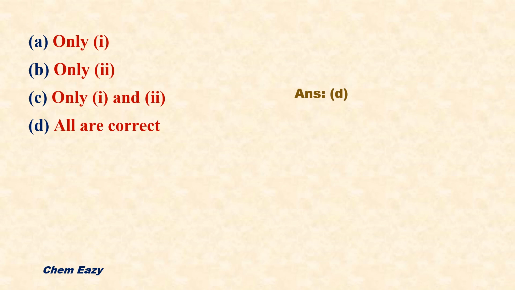These are the four options given for this question. So option A, only one is correct. Option B, only second is correct. And option C, only first and second are correct. And option D, all are correct. So as we discussed already, which one is the right answer? All are correct. It means the answer is D.